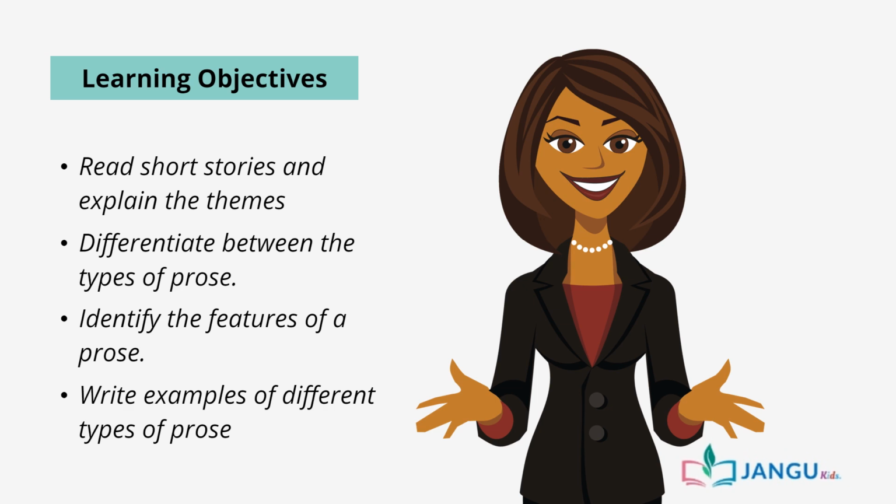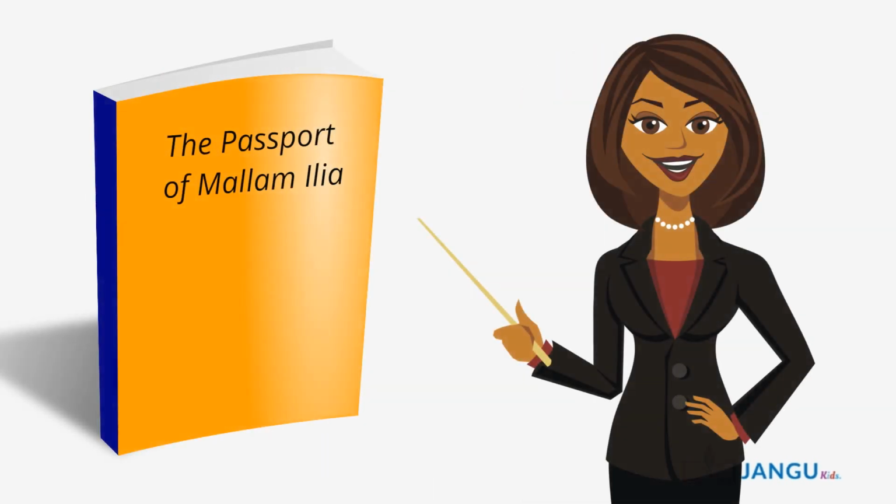Let's begin! Do you recognize this book? The Passport of Malam Ilya is a story of Malam Ilya who spent a greater part of his life seeking revenge for wrong done to him by one Usman. This novel is about trust, betrayal, and revenge. The novel is an example of a prose.